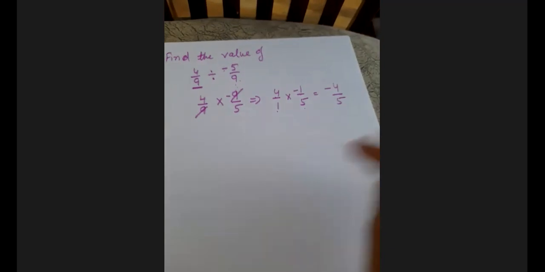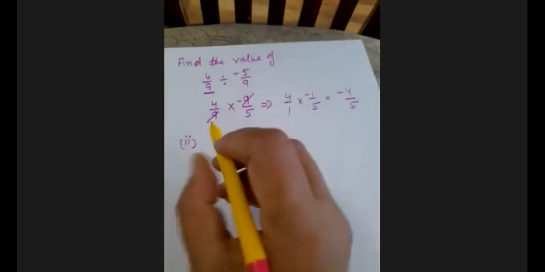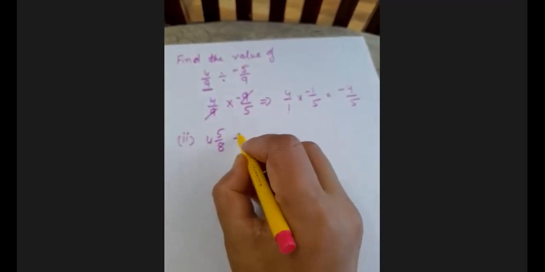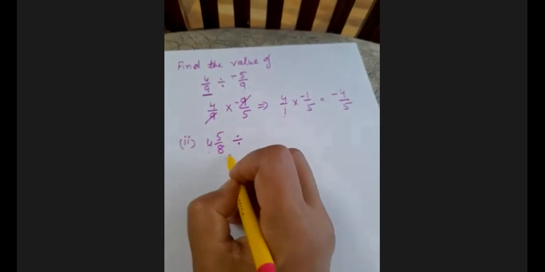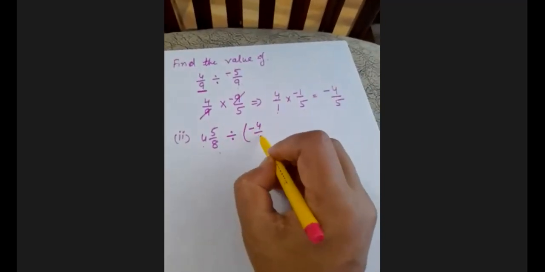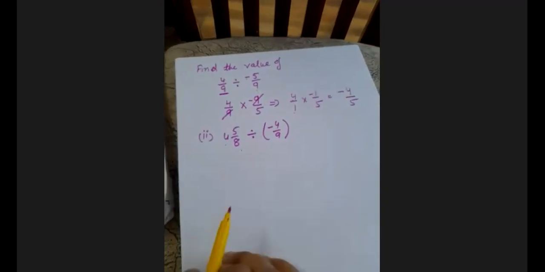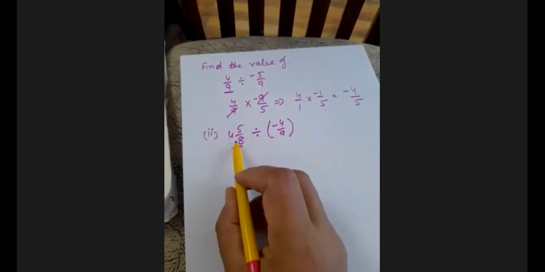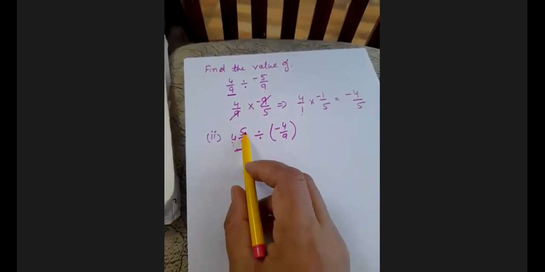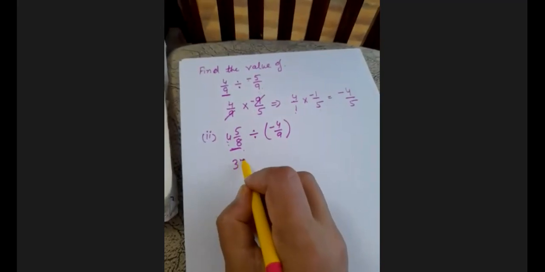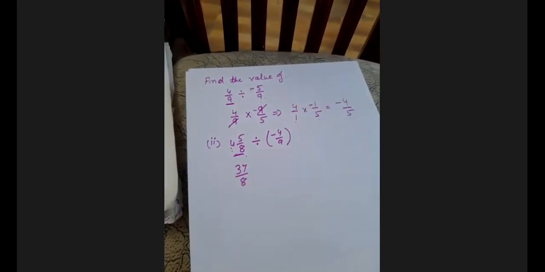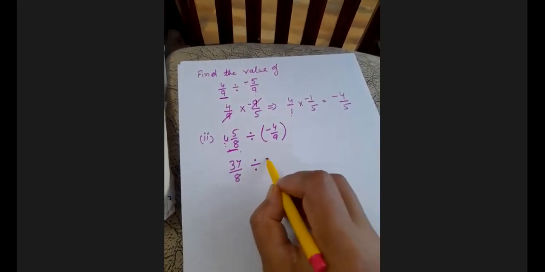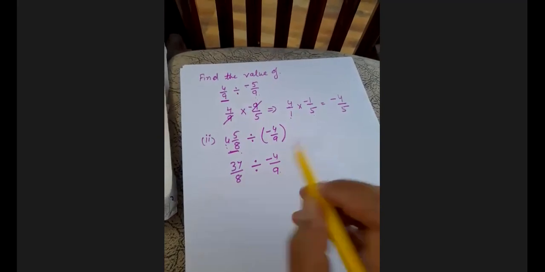Next we'll consider one more example. Second part of question first. 4, 5 upon 8 divide by -4 upon 9. First we'll solve this part. 8 4s are 32. And 32 plus 5, 37. 37 upon 8 divide by minus 4 upon 9.